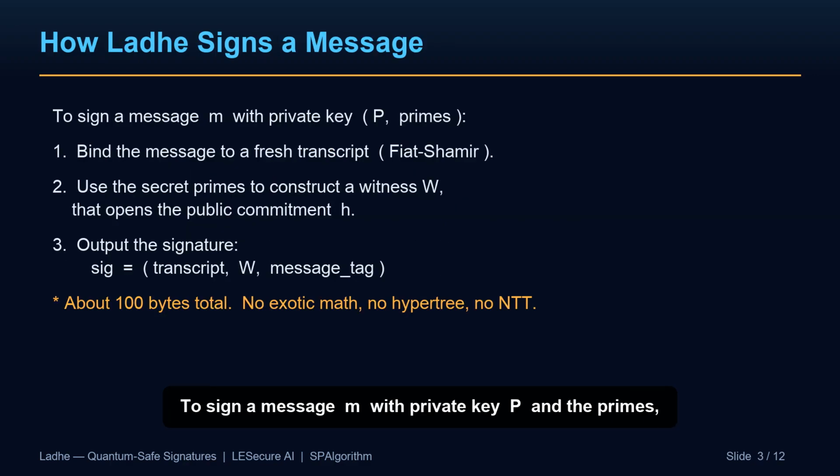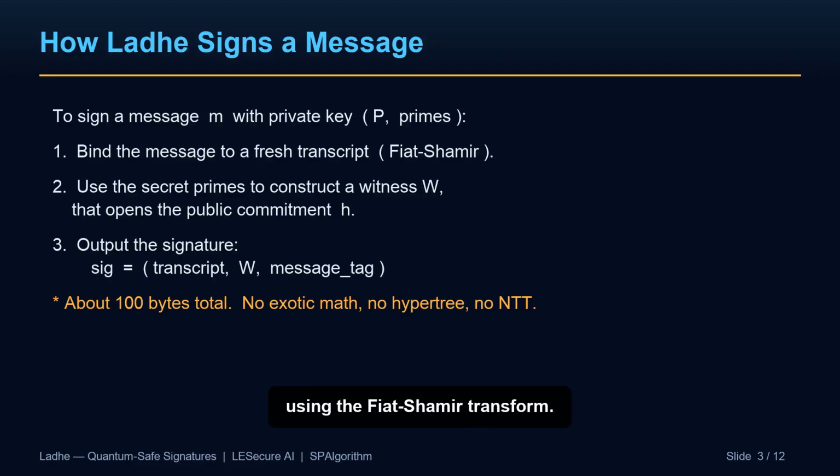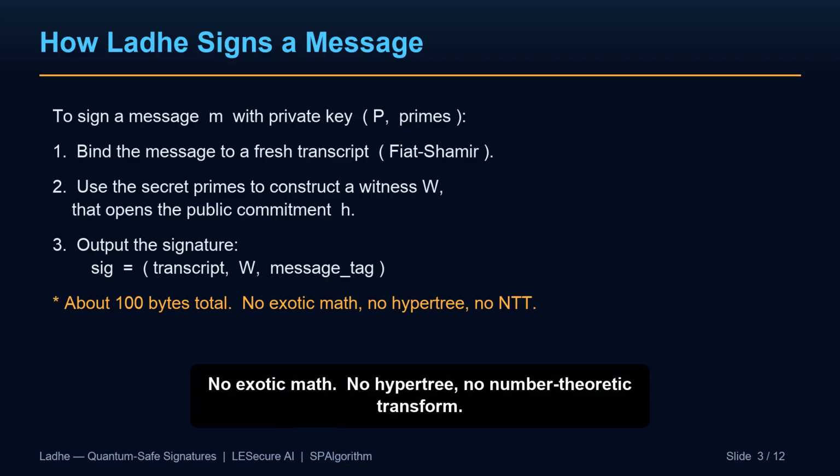To sign a message M with private key P and the primes, Ladhe does 3 things. First, bind the message to a fresh transcript, using the Fiat-Shamir transform. Second, use the secret primes to construct a witness W that opens the public commitment H. Third, output the signature as the transcript, the witness, and a message tag. About 100 bytes total. No exotic math, no hypertree, no number theoretic transform.